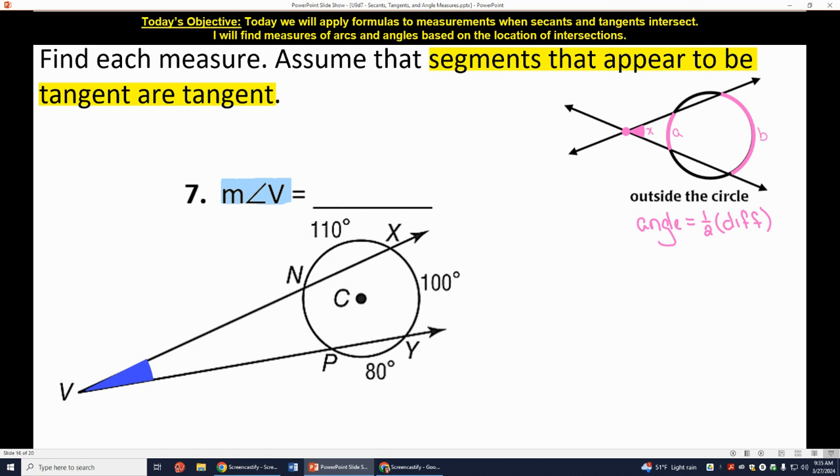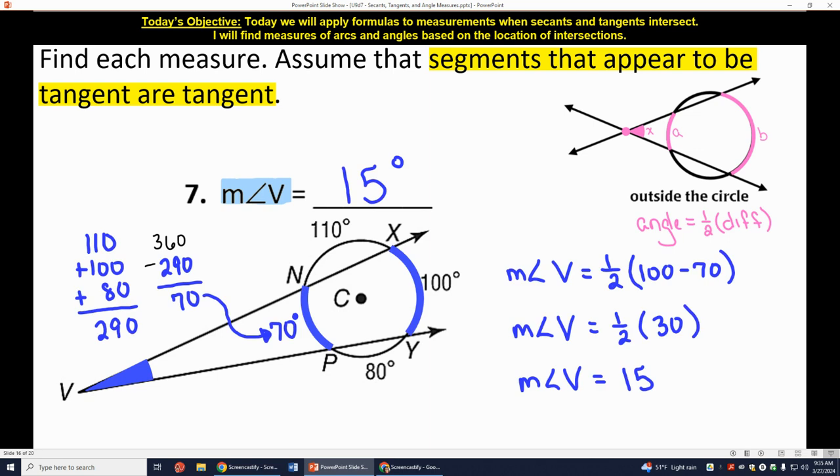How did we do? We were looking at the angle equals 1/2 the difference. I needed to find that inside arc, so I had to add the 3 arcs that were given to me, 110, 100, 80, for a total of 290 out of the 360 degrees, leaving that inside arc as 70 degrees. So then in my formula, 100 degrees minus 70 degrees is 30. Half of that is 15. The measure of angle V is 15 degrees.